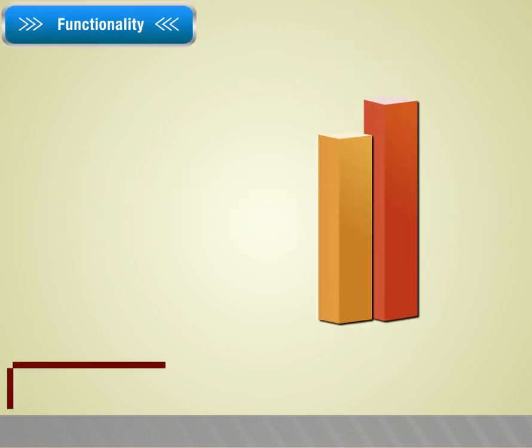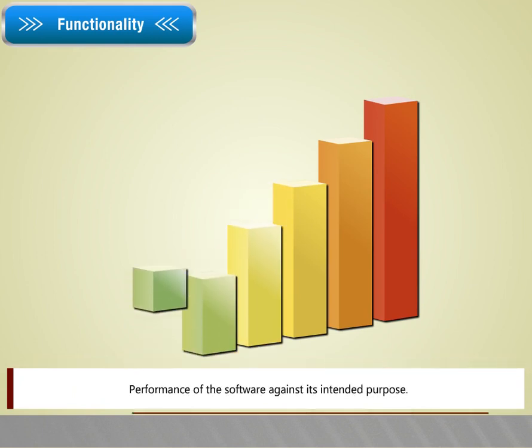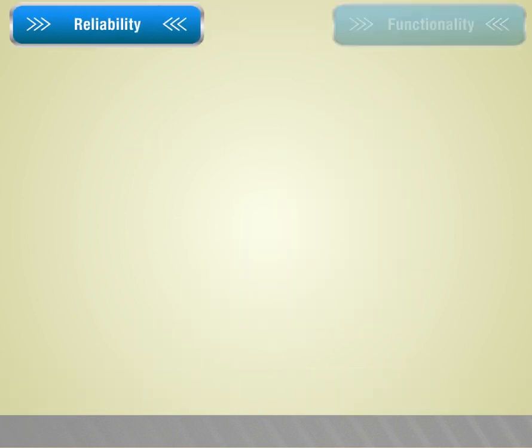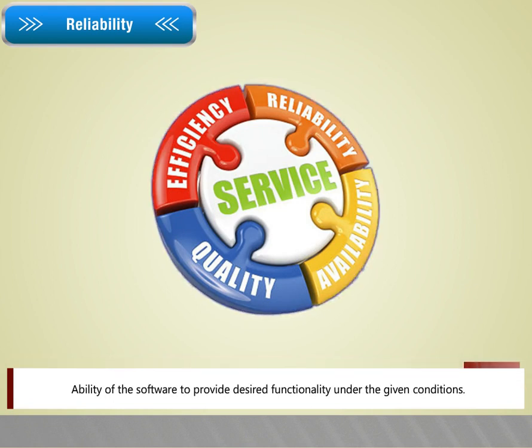Functionality. Performance of the software against its intended purpose. Reliability. Ability of the software to provide desired functionality under given conditions.